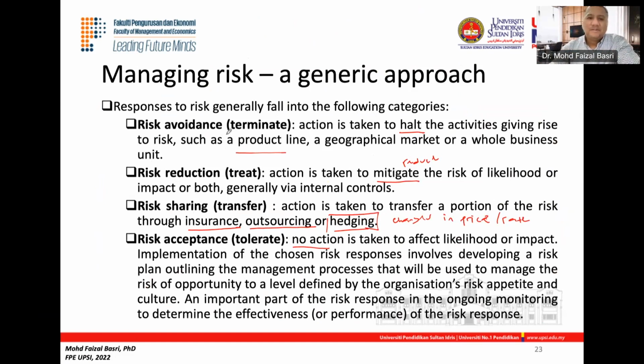Okay, so all the T's here, terminate, treat, transfer, and tolerate, can be simplified as the four T's elements. So sometimes when we talk about response to risk, it is known as the four T's criteria. The four T's here refer to terminate, treat, transfer, and tolerate.